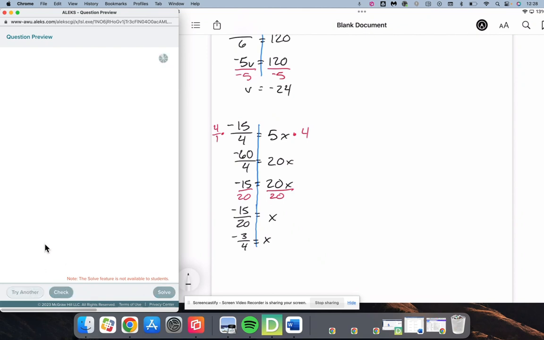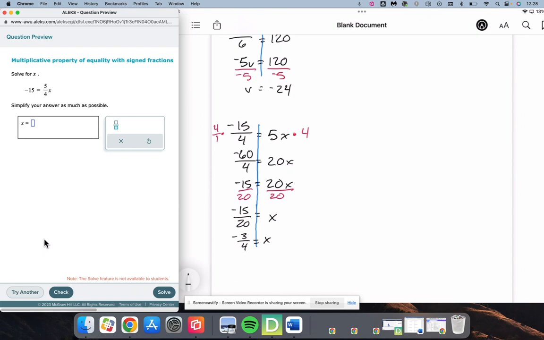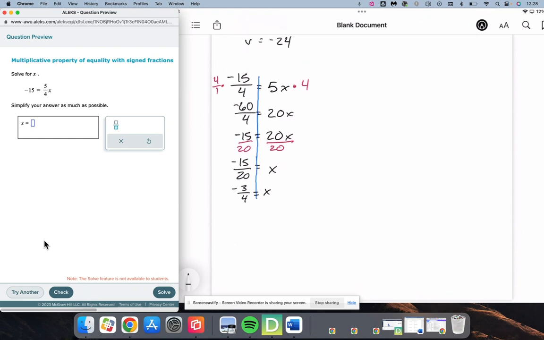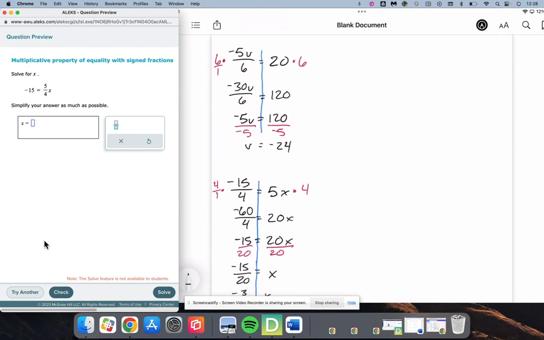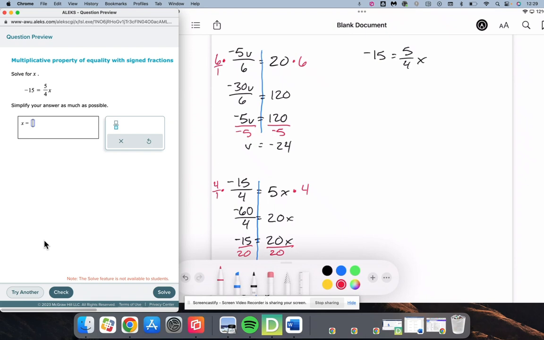All right. Not the same problem. Different problem. We'll come up here with it. We have negative 15 is equal to 5 over 4x. I don't like fractions, and so I'm going to choose to multiply both sides by 4, because I know that will make the fraction divide out.